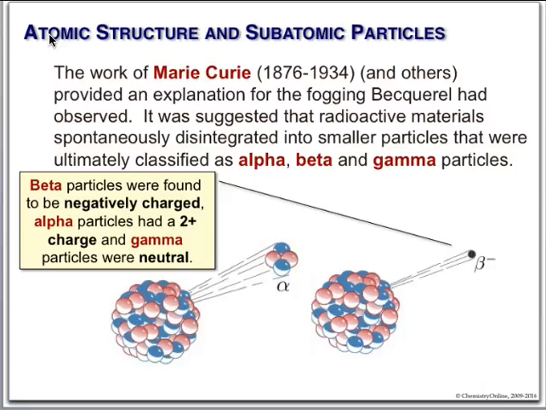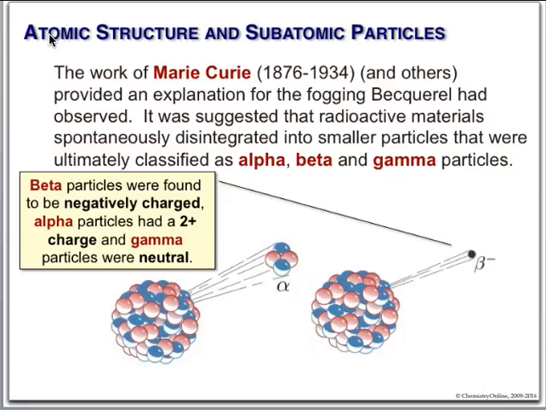You could also take the nucleus and you could kick out what was called a beta particle. Beta particle seemed to be an electron. It was negatively charged, had a very low mass, but it would just spit out of the nucleus.